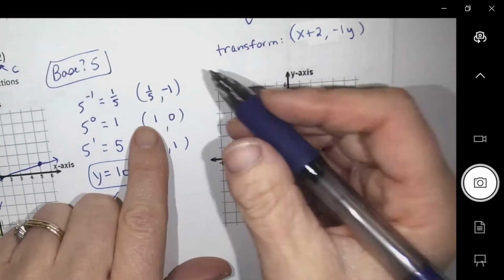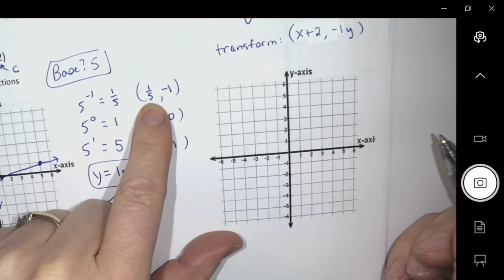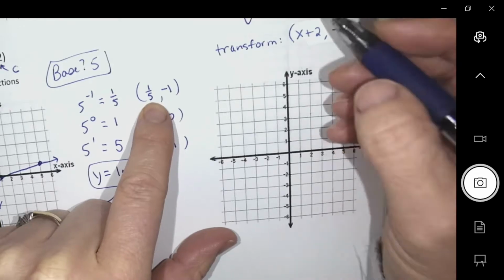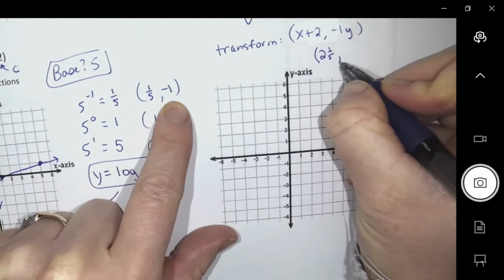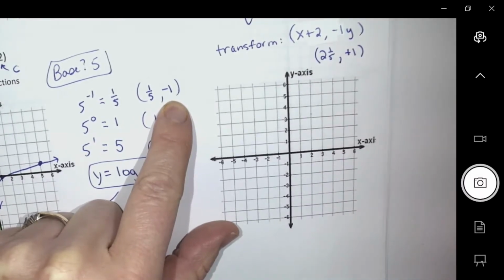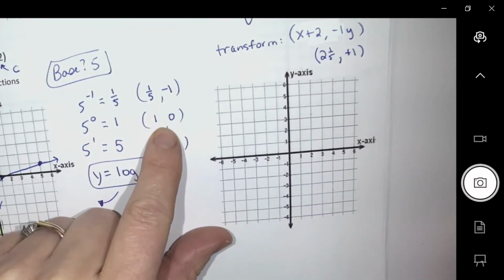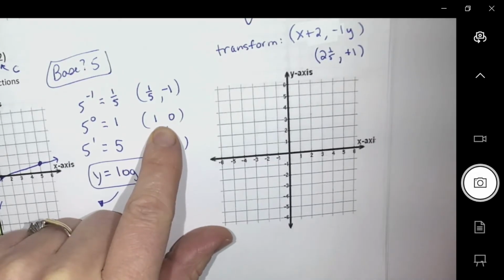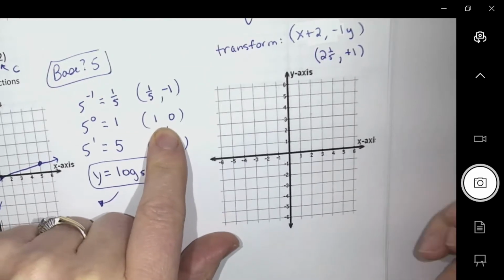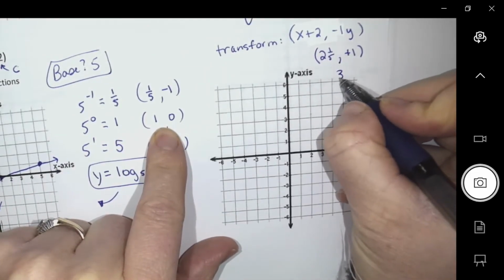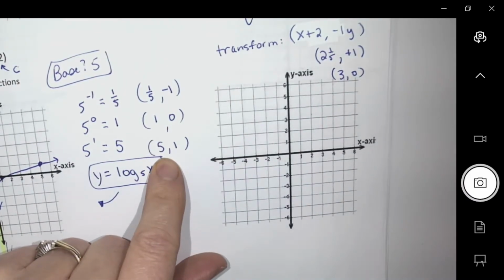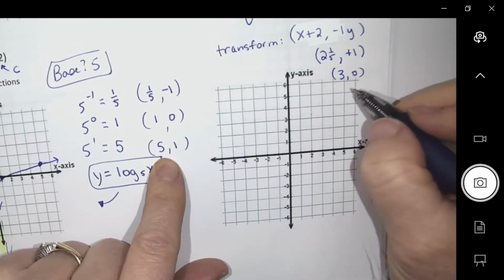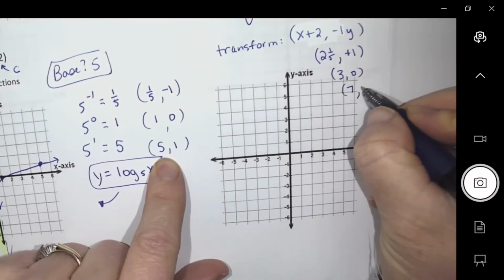Okay, so I'm going to take these 3 coordinates. So if I add 2, this would be 2 1/5, comma, positive 1. Okay, 1, 0 will now go to 3, comma, 0. 5 will move to 7, comma, negative 1.